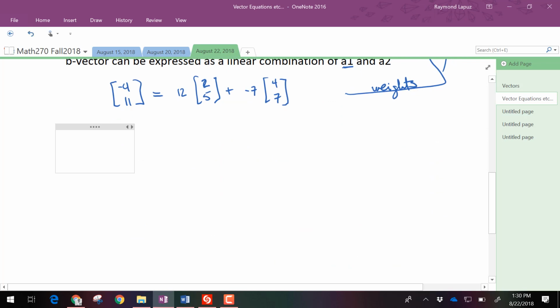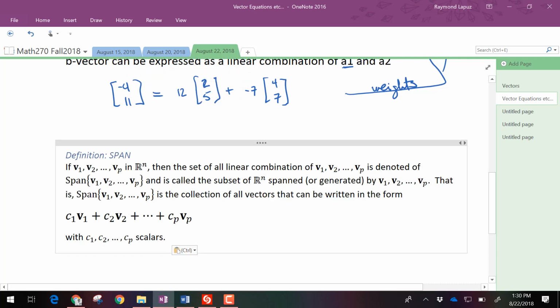So I should probably start this on a new page since this is pretty important, but I'm going to start it here anyway. So linear combination, that phrase needs to be something that we understand. We're going to use that phrase a lot. The other phrase, or vocabulary word, that we're going to use is span.